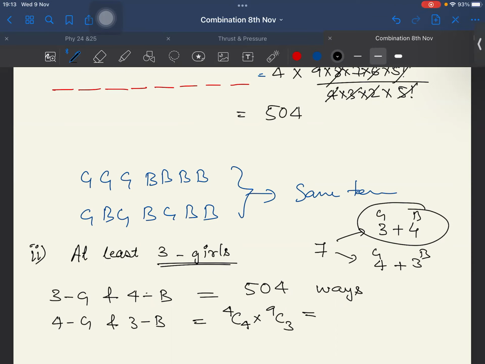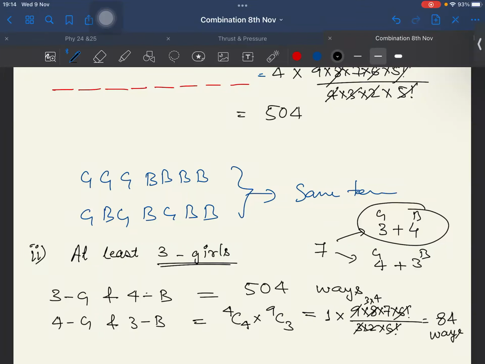So 4C4 is 1, right? 4C4 is 1 multiplied by 9 into 8 into 7 into 6 factorial, divided by 3 into 2 into (9 minus 3), that is 6 factorial. So this will cancel. 9, this is 3, this is 4. 12 into 7 is how much? 12 into 7 is 84, right? So 84 possibilities, 84 ways.